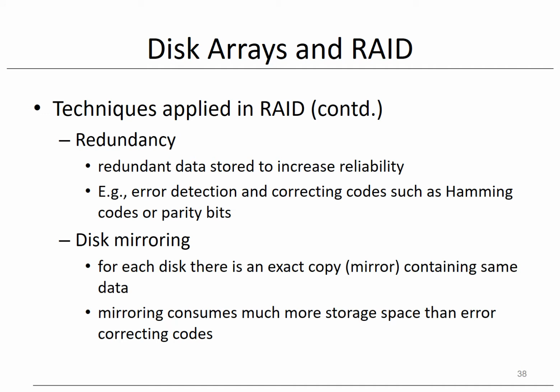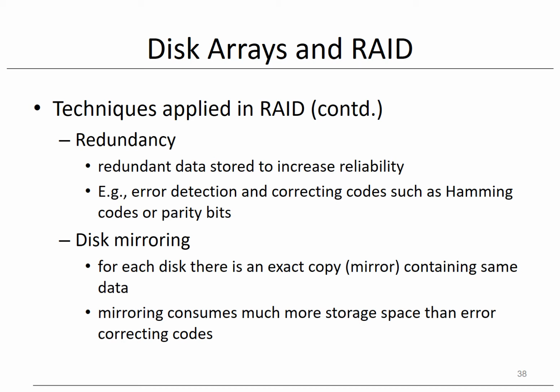Redundancy. Redundant data is stored along with the original data to increase reliability. The redundant data consists of error detection and correcting codes such as Hamming codes or parity bits. Disk mirroring. This is an extreme form of redundancy where for each disk there is an exact copy called the mirror containing the same data.